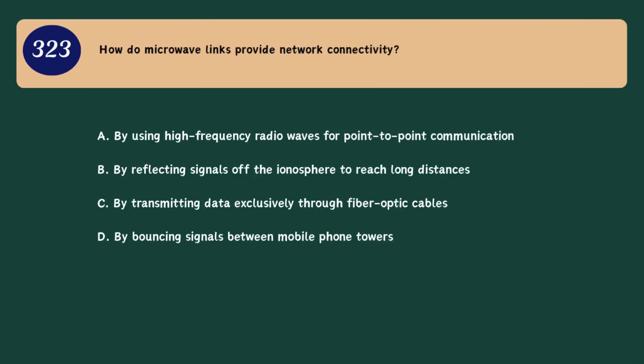Question 323. How do microwave links provide network connectivity? A. By using high-frequency radio waves for point-to-point communication. B. By reflecting signals off the ionosphere to reach long distances. C. By transmitting data exclusively through fiber optic cables. D. By bouncing signals between mobile phone towers.